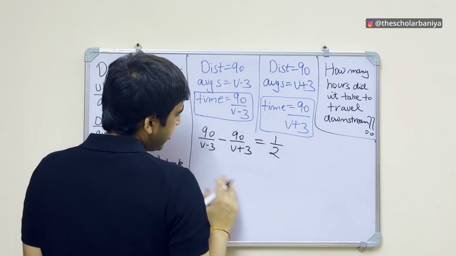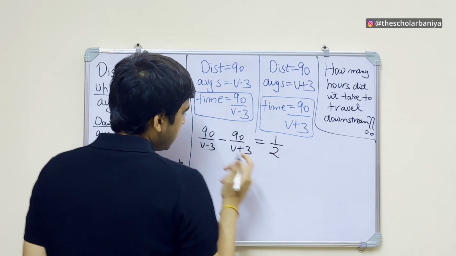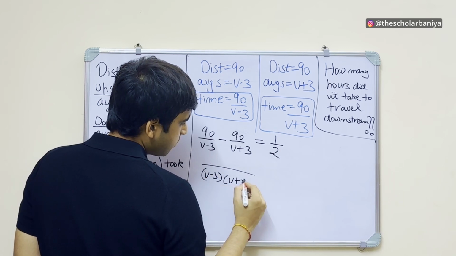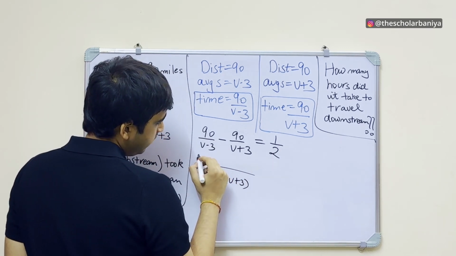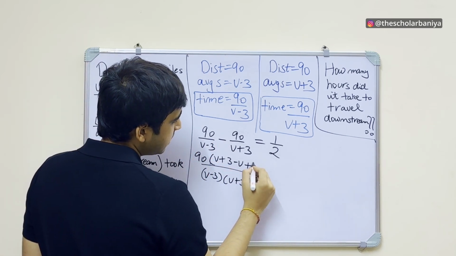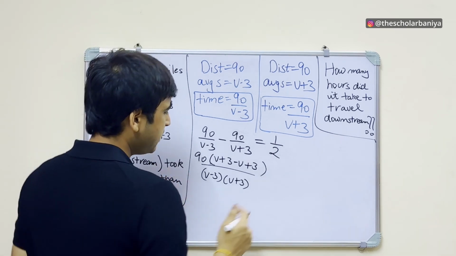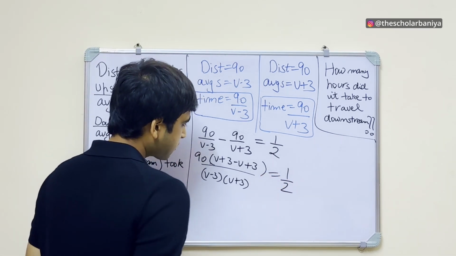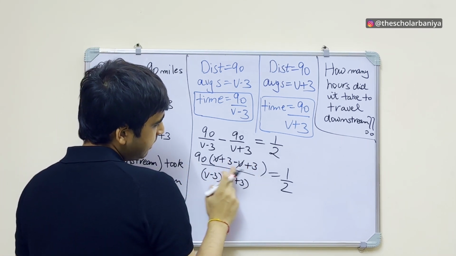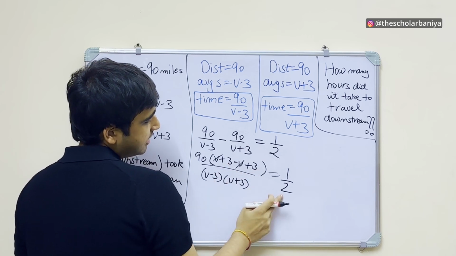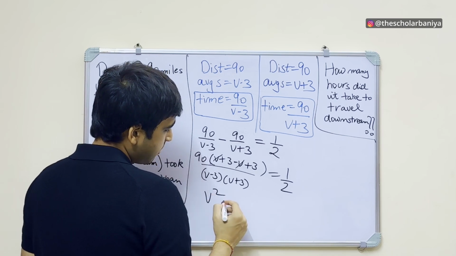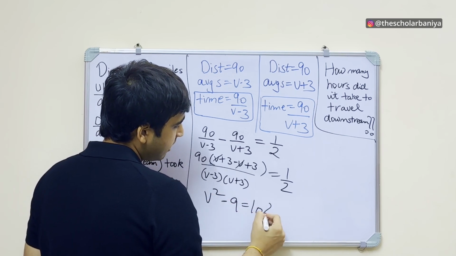So let's do one thing. Now let's just solve this and we'll get an answer. If we take v minus 3 and v plus 3 common, and over here we can take 90 common, we will get v plus 3 minus v plus 3. I hope all this is pretty simple. If you solve this, v and v get cancelled. 90 into 6, that is 540. So this comes out to be that v square minus 9 is equal to 1080.